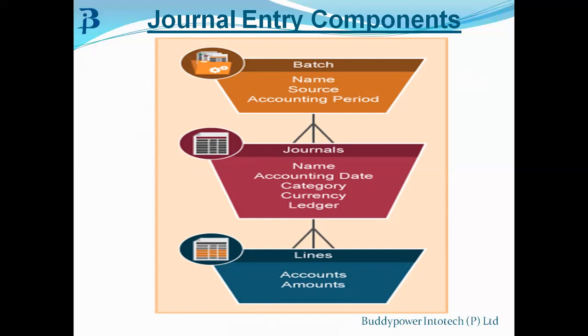For example, you might group your journal entries by type or by date. You can have multiple journals in one batch, or you can have a separate batch for each journal entry. A batch can contain multiple journals, each of which can belong to a different ledger. Basically, you're grouping these journal entries date-wise or type-wise, and you can even have a separate batch for each journal entry as well.